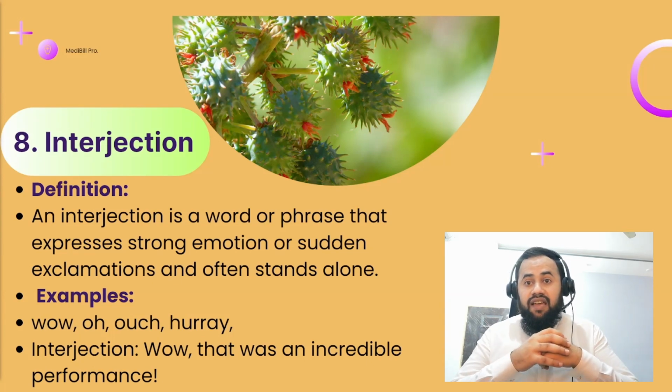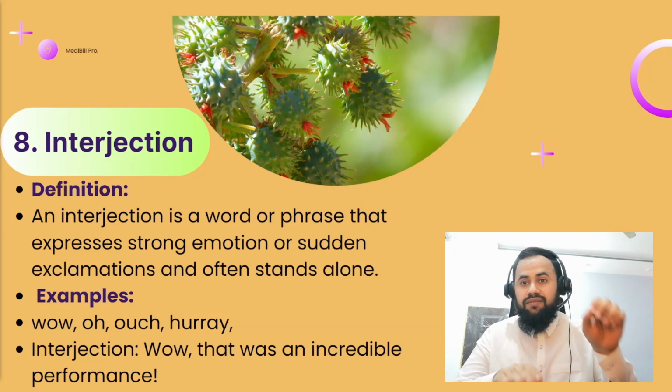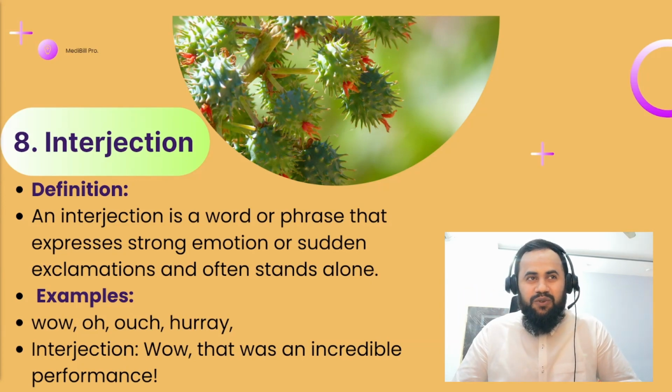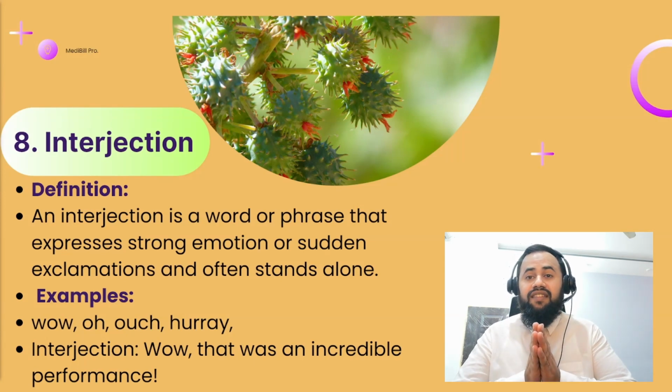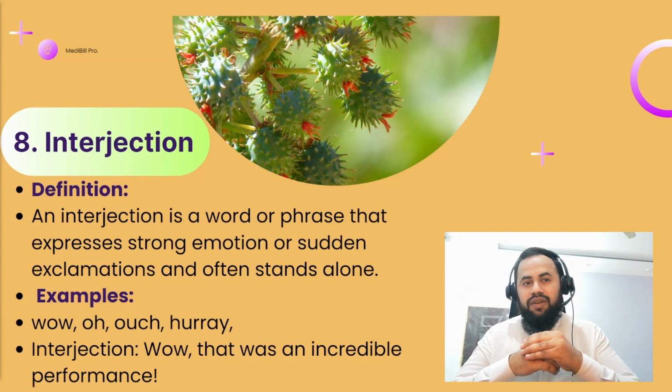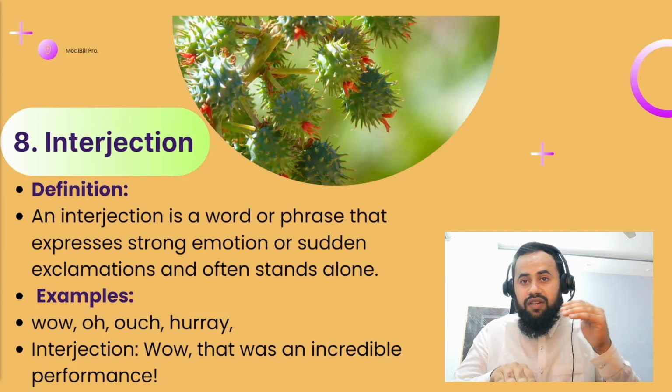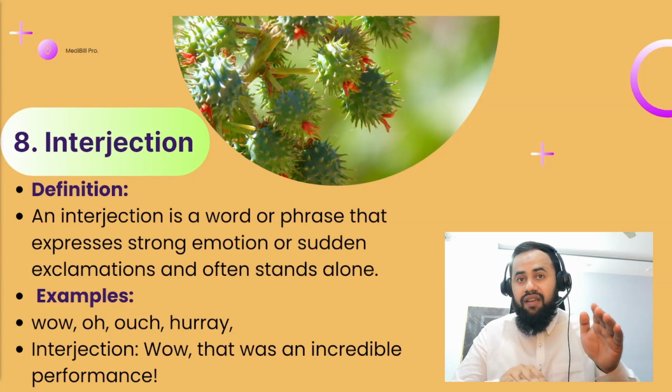If there is sudden sad news, you say, oh, I'm so sorry. If you are hit by something, like something thorny, then you suddenly say, ouch. We call these kinds of things interjections. If there is a celebration, then you can say hooray. So these were the examples of interjection. Wow, that was an incredible performance. If someone did something extraordinary, you can say, wow, that was an incredible performance by Ali or by Shehzad or by someone else.